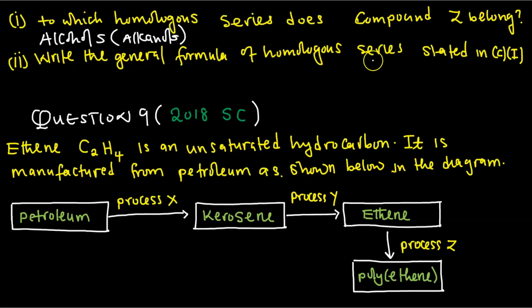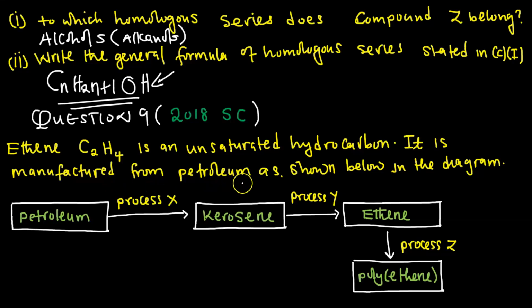Write the general formula of the series stated in C. We've just talked of alcohol. The general formula of alcohol in short is CnH2n+1 with the OH as the functional group. This is the general formula of alcohol, to which all alcohols conform. That is something that you should know. Up to the 9th question: ethene is an unsaturated hydrocarbon and it is manufactured from petroleum as shown below in the diagram. So the whole process, we are looking at the manufacture of ethene from petroleum.